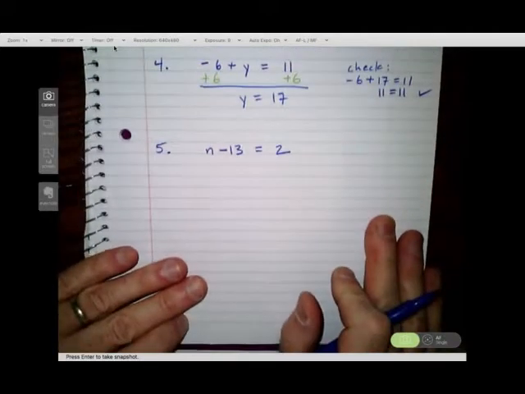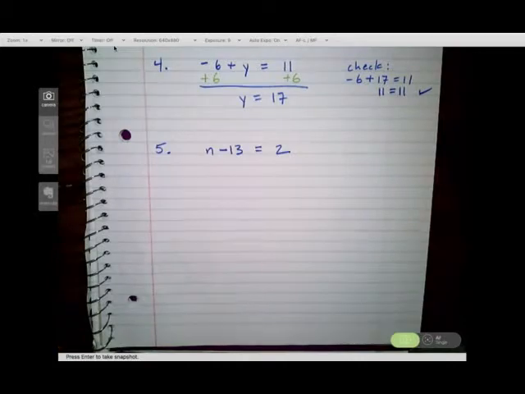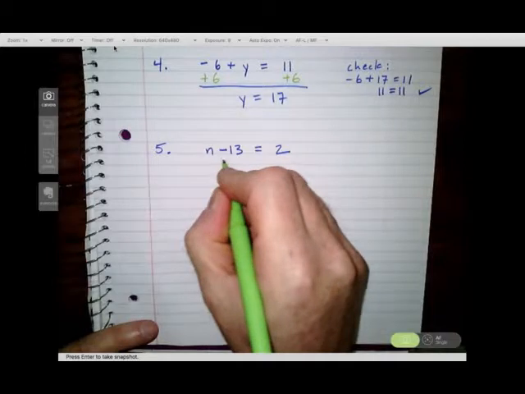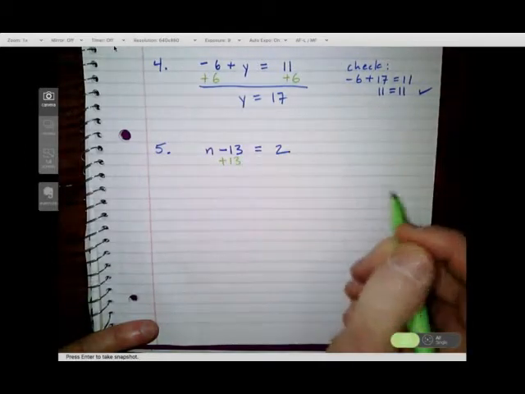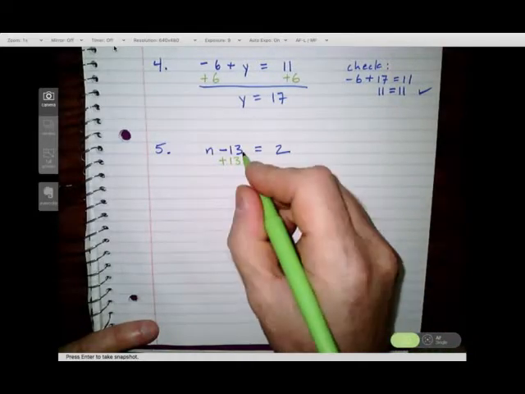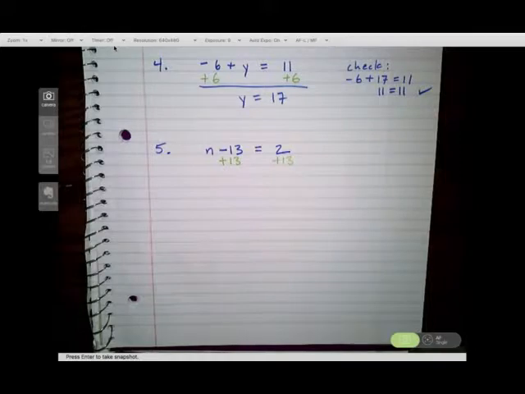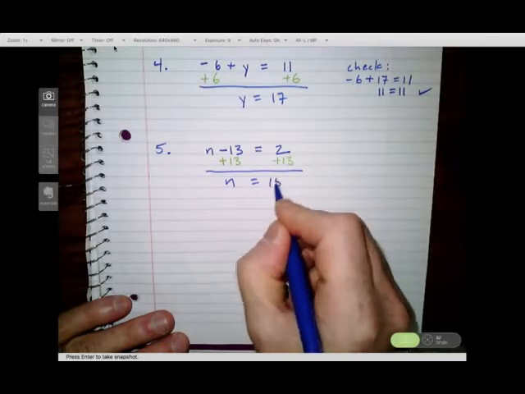Okay, now here's the last one. I got n take away 13 is 2. So to make a 0 here, to make this negative 13 go to 0, I'm going to add 13. Again, to undo subtracting, I do addition is another way to think about it. So if I add 13 to this side of the equal sign, I need to make sure and do the same thing over there. Okay, these guys cancel out, they're all gone. I just have an n over there, and 2 plus 13 is 15.